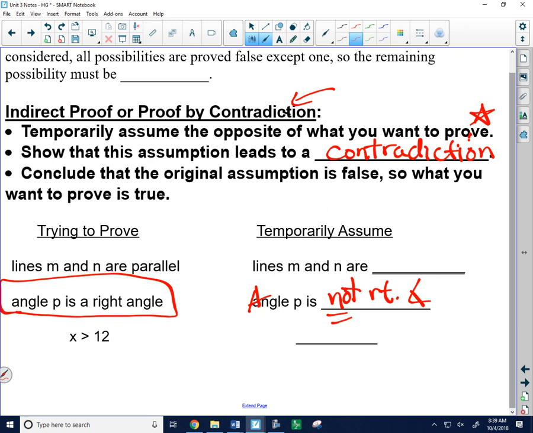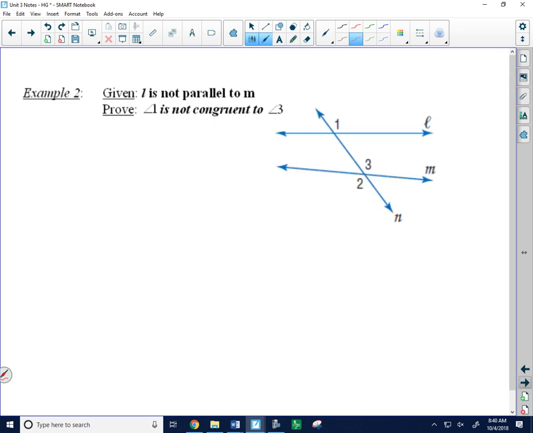This is not on your page, by the way. Not a right angle is the opposite of it is a right angle. You just basically do the opposite. It's not a right angle. You suppose that's true, and then you work from there and you'll find out that leads to something that's false. So let's try one out. Any thoughts before we try one? So let's do example 2. It's easier to see these in action. All right, so example 2.